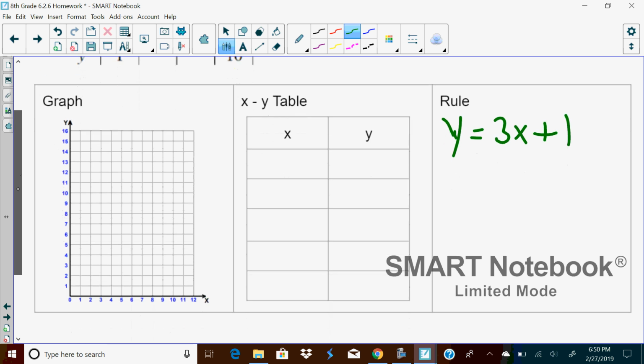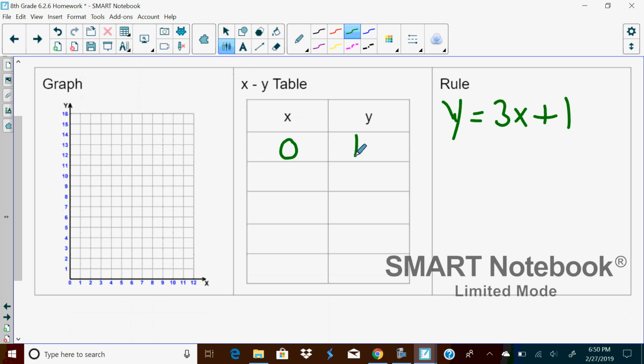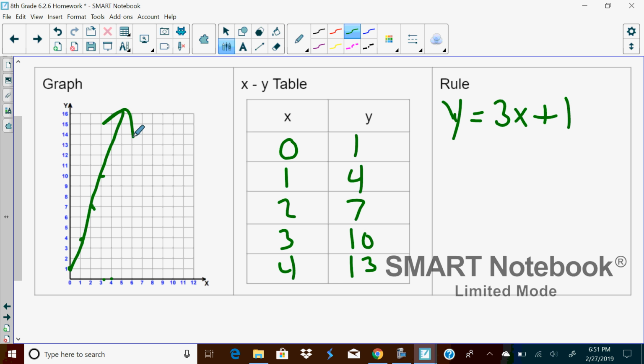So then I fill in my table. So I know 0 is 1. 1, 2, 3, 4. So 3 plus 1 is 4. 6 plus 1 is 7. 9 plus 1 is 10. 12 plus 1 is 13. Then I graph my points. So 0, 1, 1, 4, 2, 7, 3, 10. And then I can draw my line.